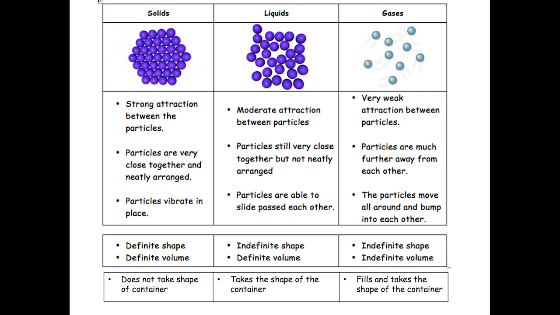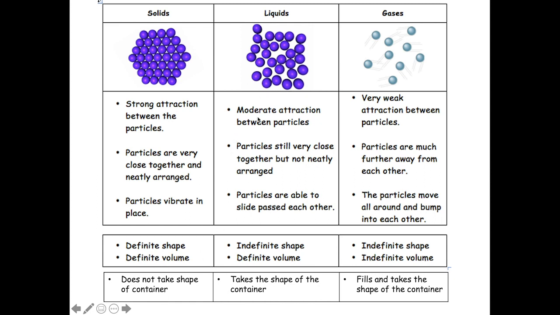Here's a summary. Solids have strong attraction between the particles. They're very tightly packed together, neatly arranged, and the particles are vibrating but staying in place. They always have a definite shape and a definite volume, so you can't change the volume of a solid object unless you turn it into a liquid. It does not take the shape of a container.